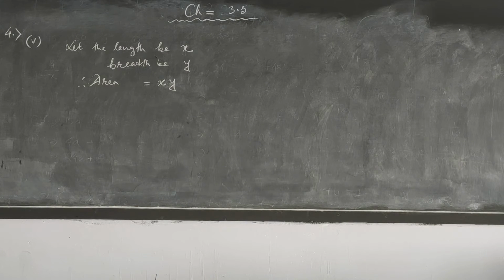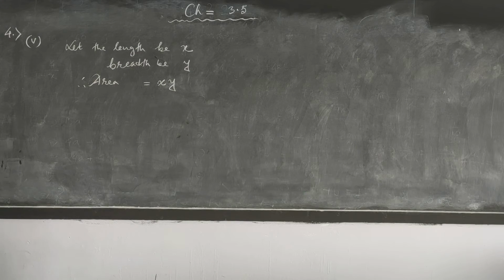Let us first understand the question. The question is: the area of a rectangle gets reduced by 9 square units if its length is reduced by 5 units and the breadth is increased by 3 units. If we increase the length by 3 units and breadth by 2 units, the area increases by 67 square units. You are asked to find the dimensions of the rectangle, for which I have first written: let the length be x and breadth be y. Therefore area will be length into breadth, that is x into y. Okay, so up to here hope you have understood.